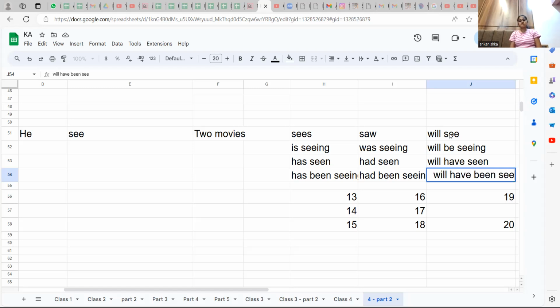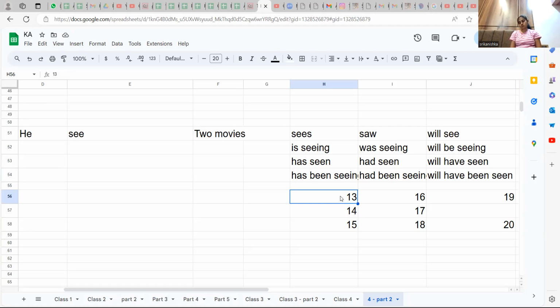Now you have to be careful. You have to be careful. Two movies now. Subject is getting moved, right? Two movies are moving to the subject. Is seeing. Careful. Two movies. You have to make that grammar change. That's the reason why you are putting it here.